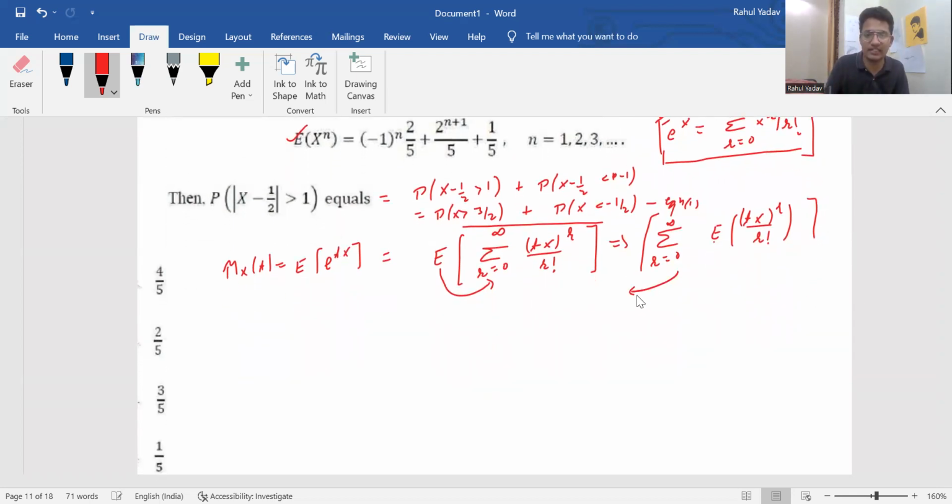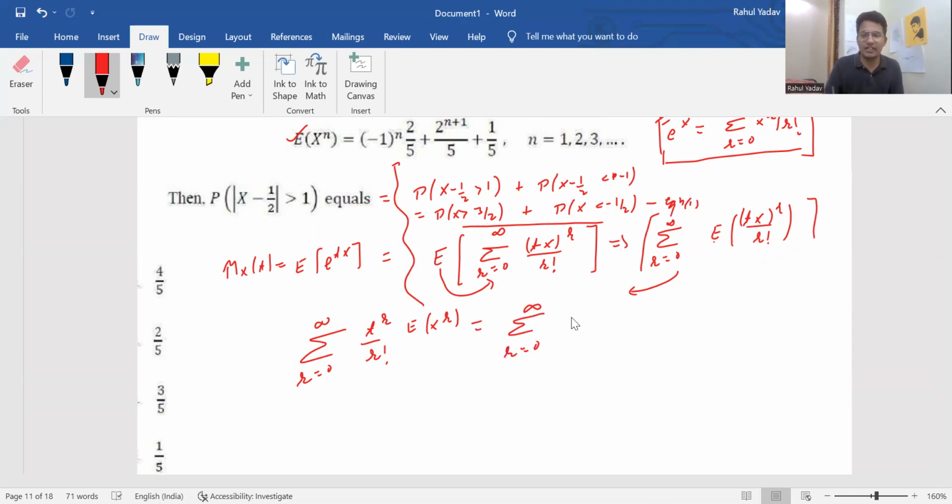So I can write this as summation r going from 0 to infinity of t raised to the power r over r factorial, expectation of X raised to the power r, and this is the thing that is given to us. If I plug in the value, that will be summation r going from 0 to infinity, with t raised to the power r over r factorial, and the expectation is given as (-1) raised to the power r times 2 by 5, and the second term 2 raised to the power r times 2 by 5, and the third term 1 by 5.